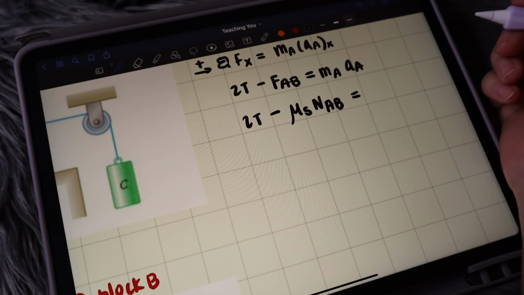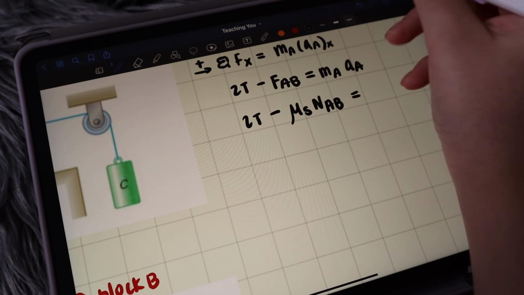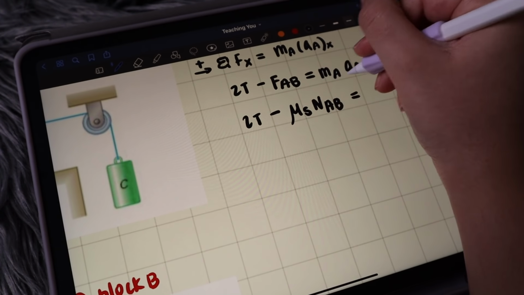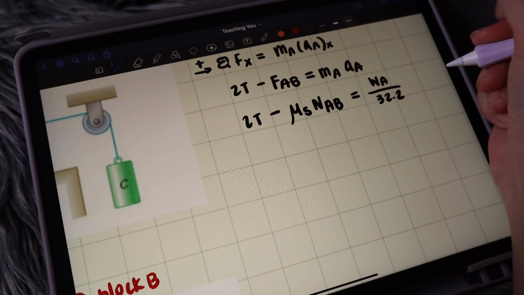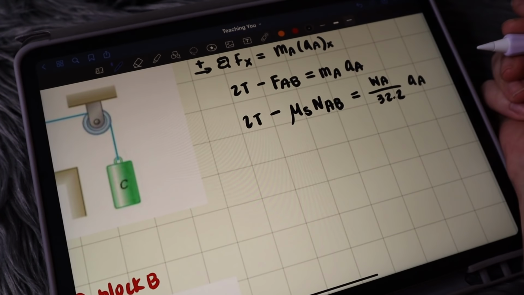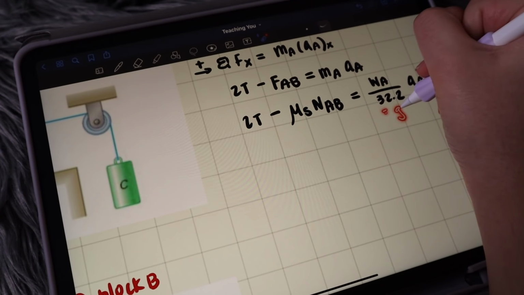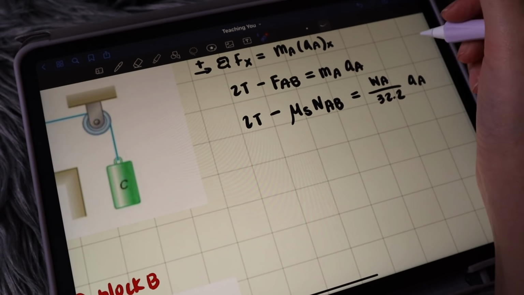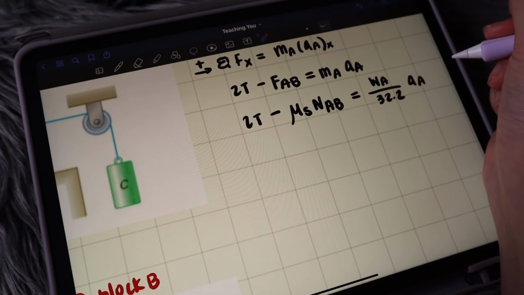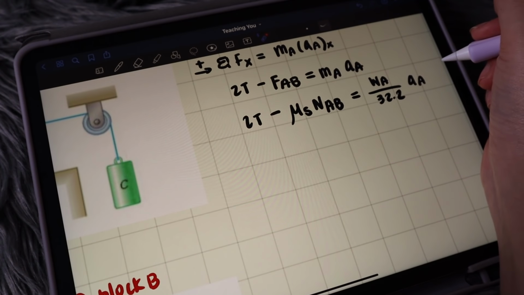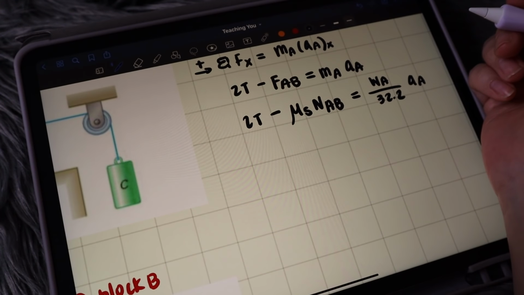Since we're using pounds and seconds here, we're going to say that the mass of A is equal to the weight of A divided by 32.2 feet per second squared times AA. So this is going to be your g right here. If we were in SI units, we would use 9.81, but we're going to use this one since we're dealing with a different unit system. You always want to make sure you're flexible between unit systems.